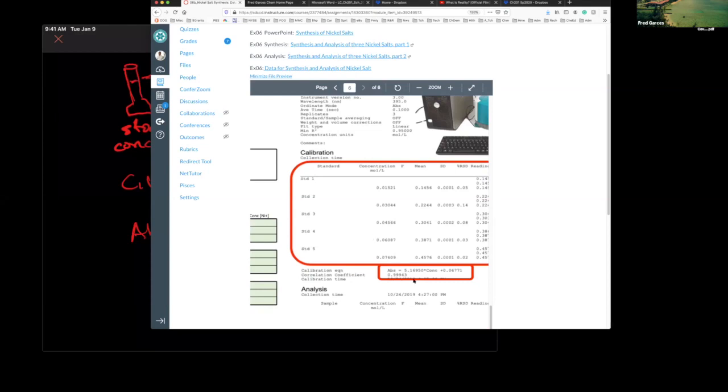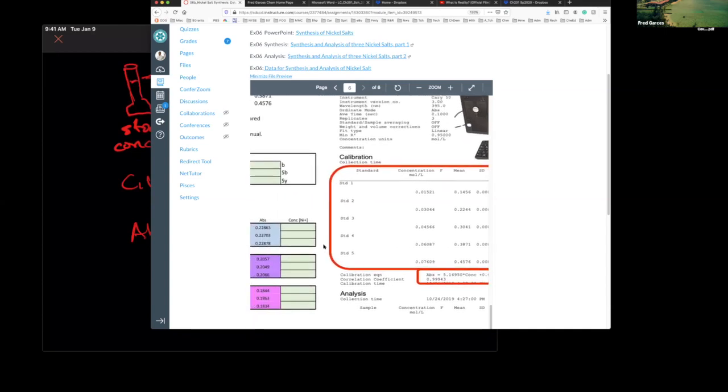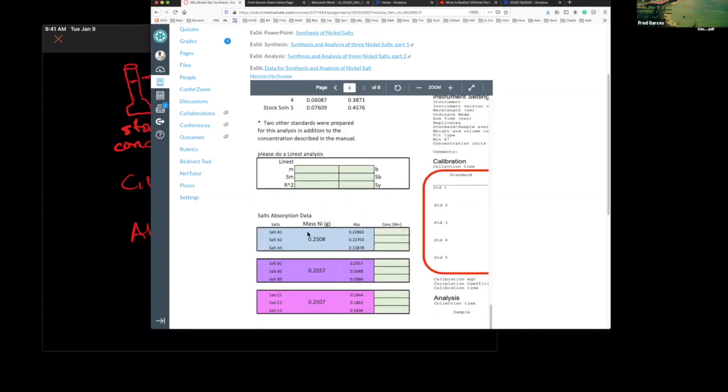Okay, and the reason why this is important is because now you can go back and you can record the absorbance of your salt. In salt A, I took 0.2508 grams. I put it in a volumetric flask. I think it was like a 25 ml volumetric flask. And then I took samples of that. I took 3 samples of that and I recorded the absorbance.